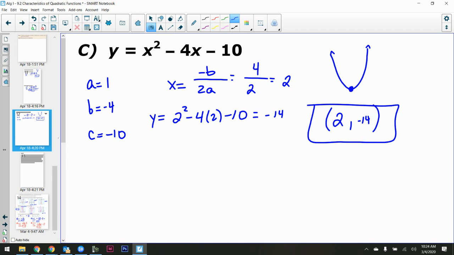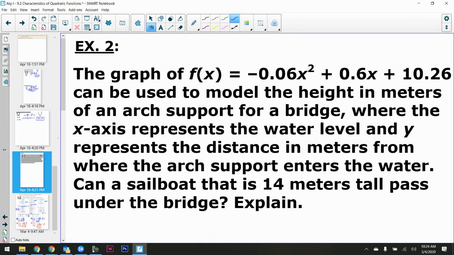So really, there's only one new thing that we added back on, right? You knew how to find the axis of symmetry. Now all we're doing is just plugging in the axis of symmetry to find the vertex. That's all we really have there. Okay. So let's take a look at the word problem.